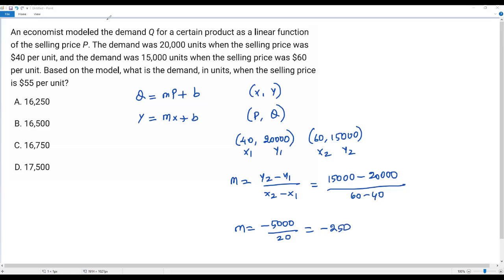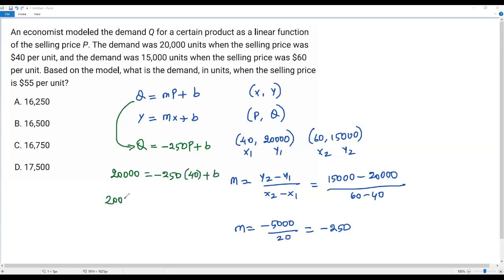So now I got the slope of the linear function: the value of m is negative 250. Let me write the equation with the value of m: Q equals negative 250 times P plus b. Still there is an unknown constant b, the y-intercept. To get the value of b, we have to use one of the 2 points. We can use the first point: plug in 40 for P and 20,000 for Q. So 20,000 equals negative 250 times 40 plus b.